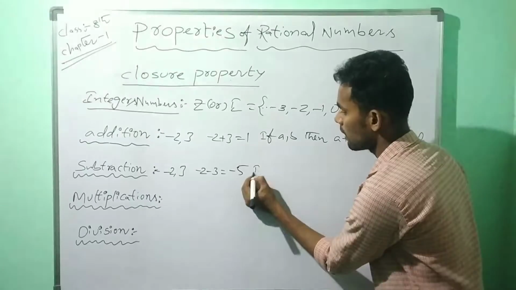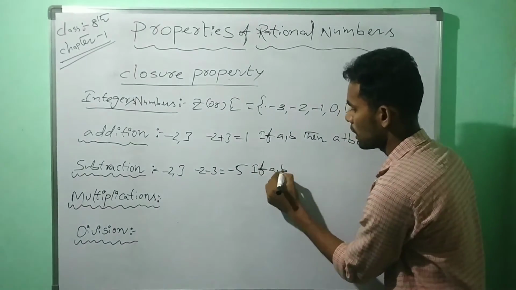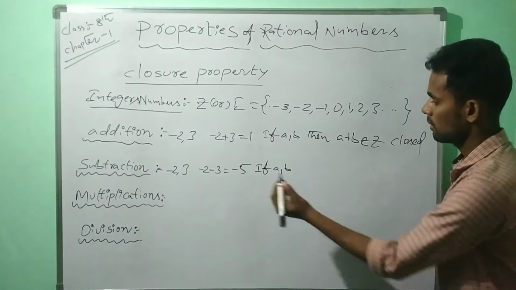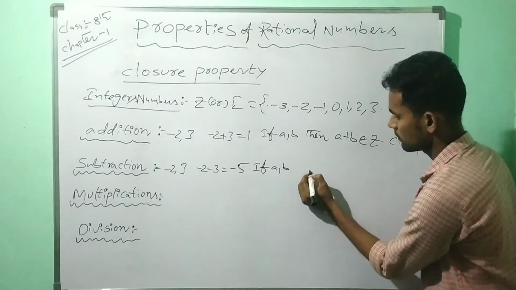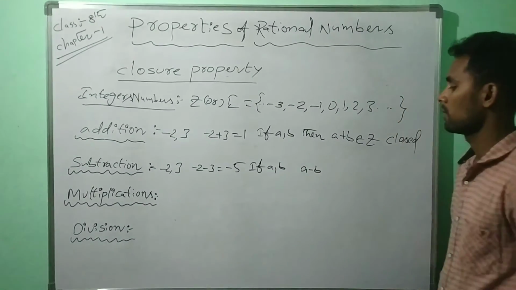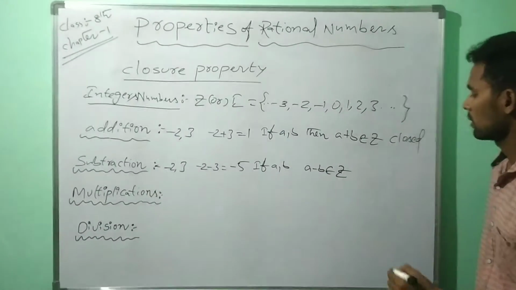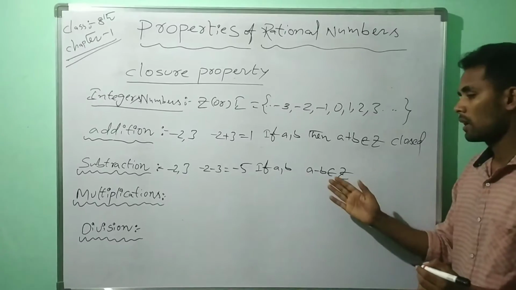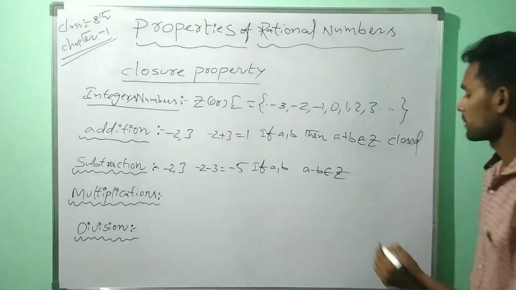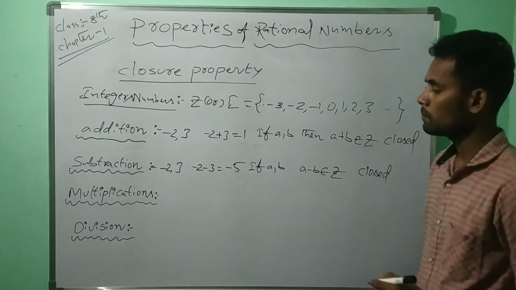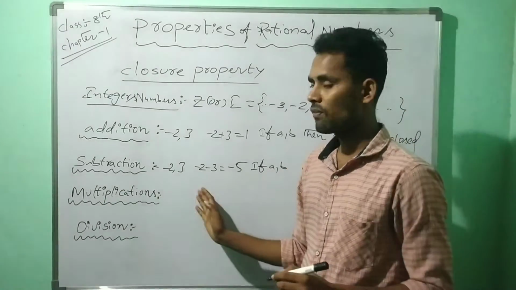If A and B are any two integers, then their difference A minus B is also an integer. So integers are closed under subtraction. Now discuss multiplication.